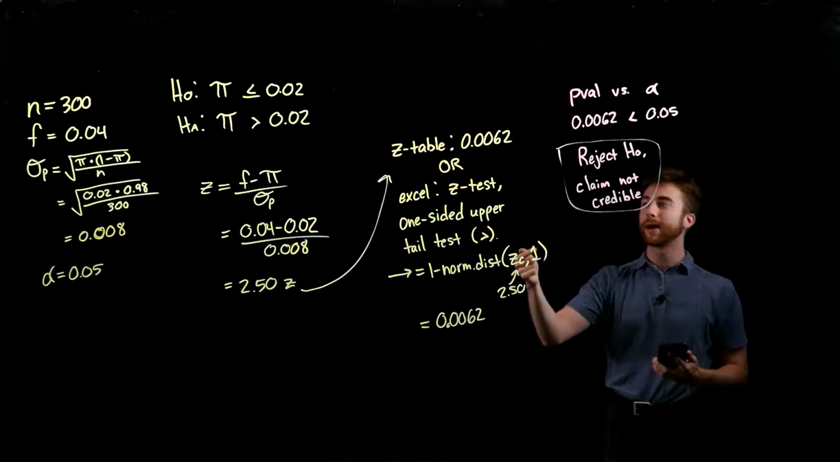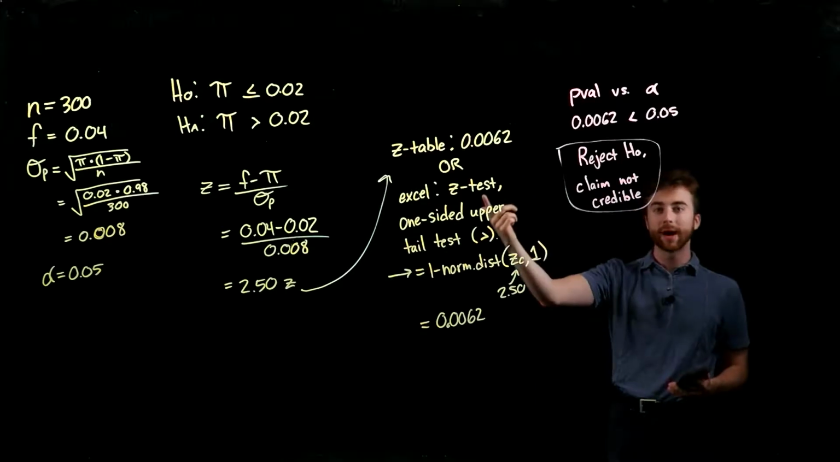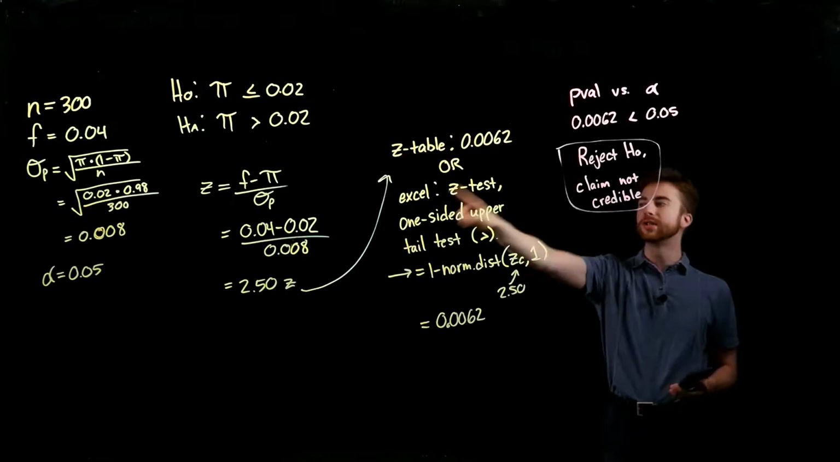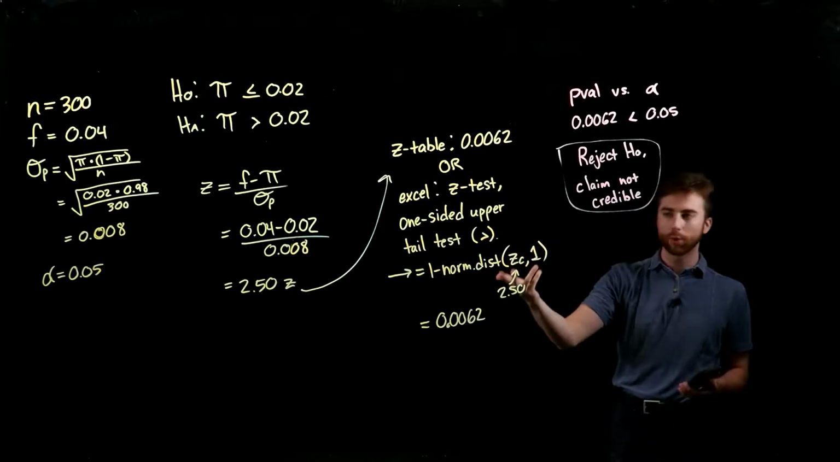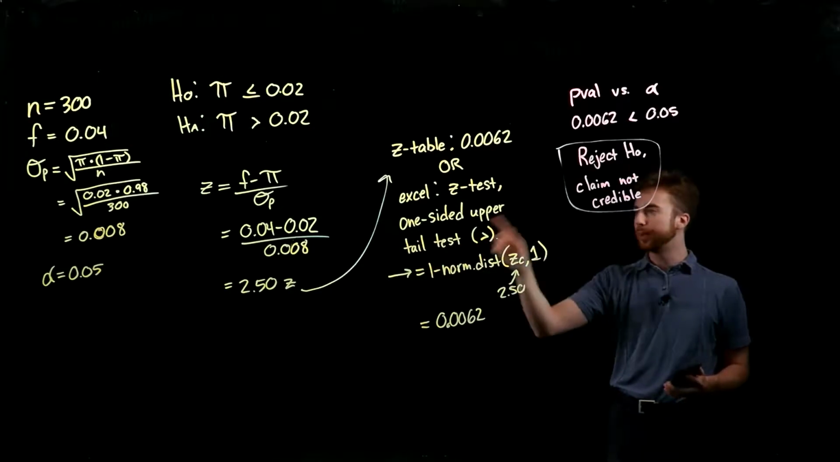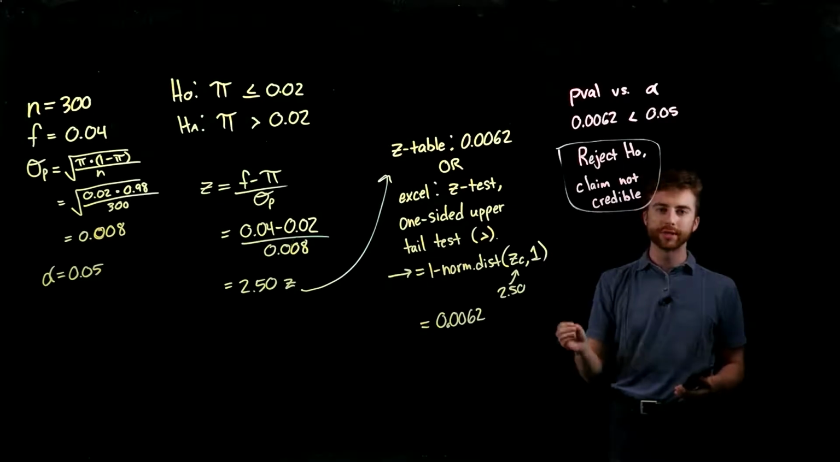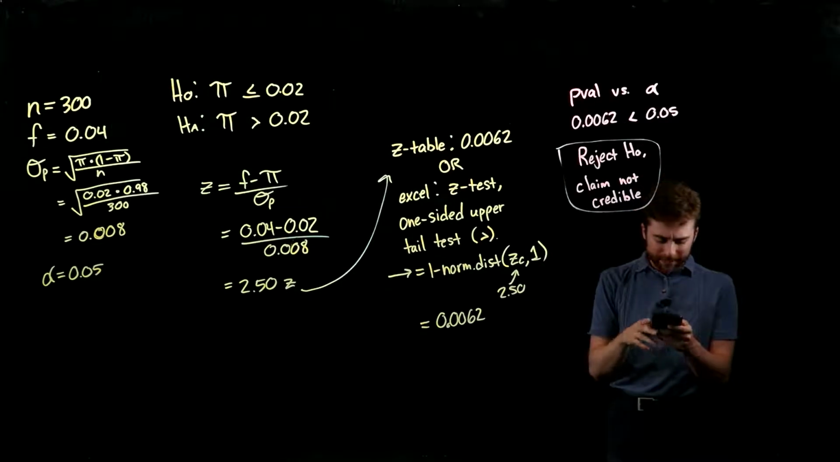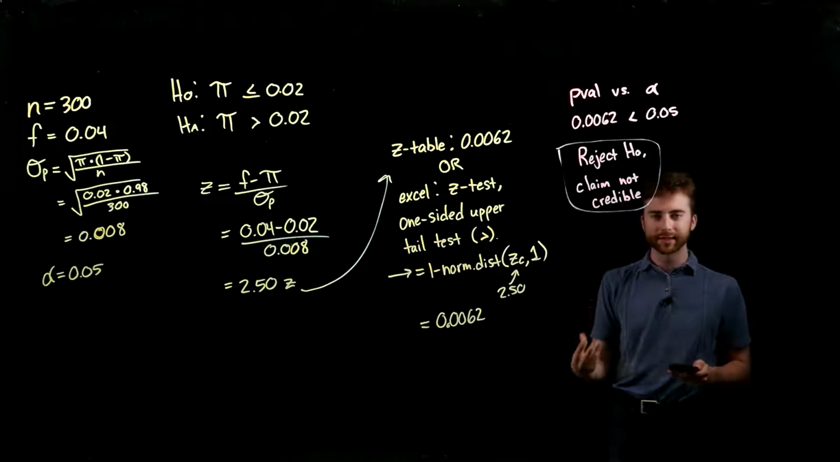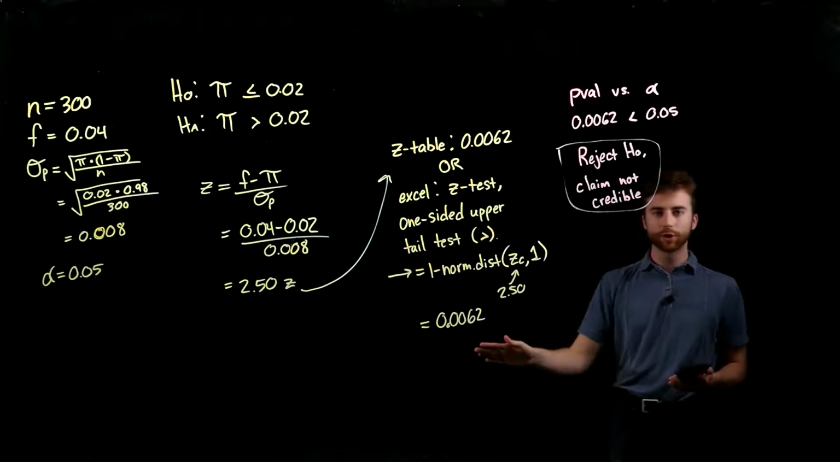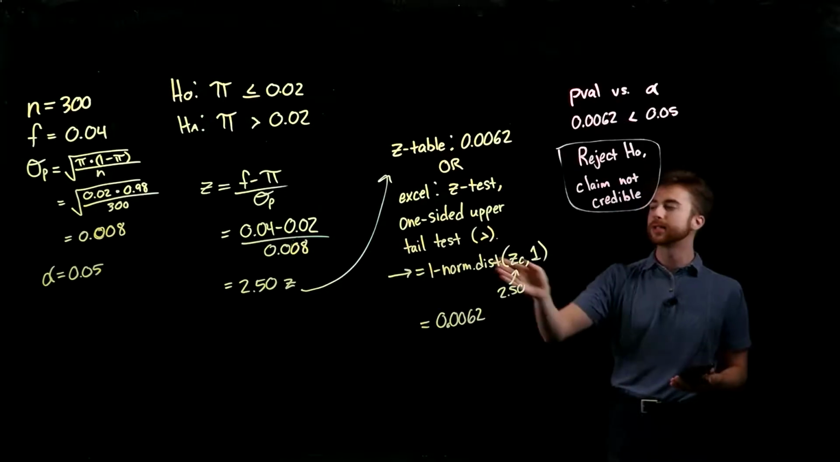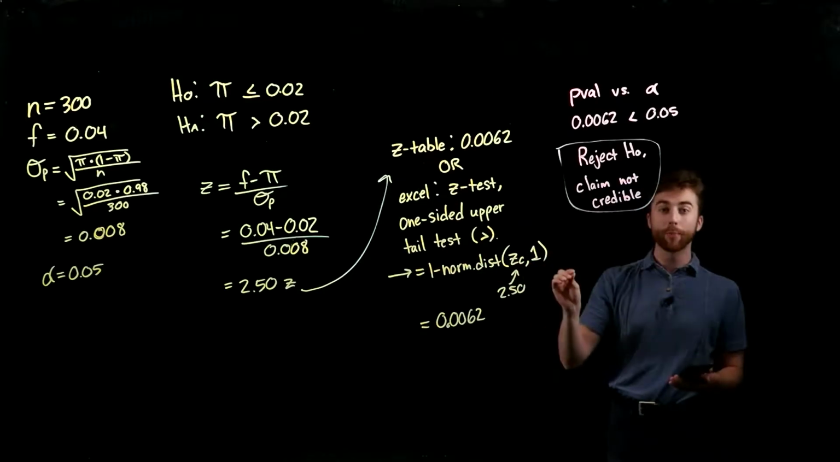So considering we're hypothesizing about 0.02 being the population number, 0.02 is what we put in for pi. So the square root of 0.02 times 1 minus 0.02, which is 0.98, divided by 300, gives you 0.008. And then finally, it doesn't necessarily tell us a level of significance or an alpha value. The rule of thumb is if they don't give you a specific level of significance, assume 0.05. In this case, they didn't, so I'm just going to say alpha is 0.05.